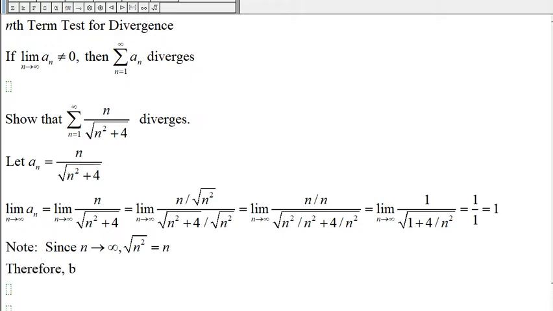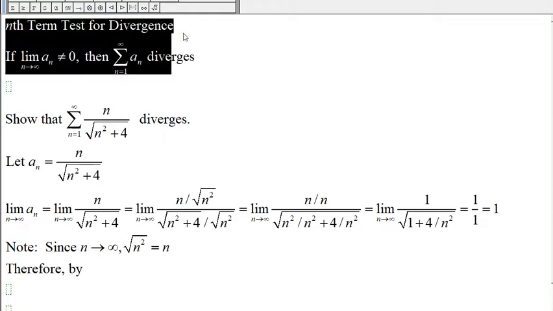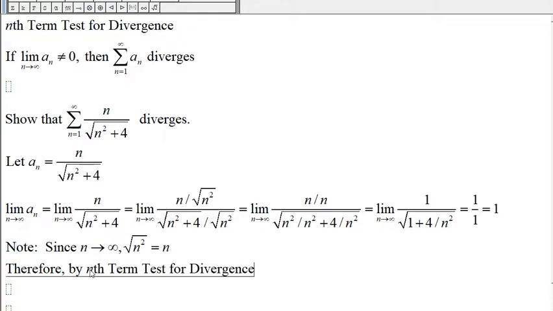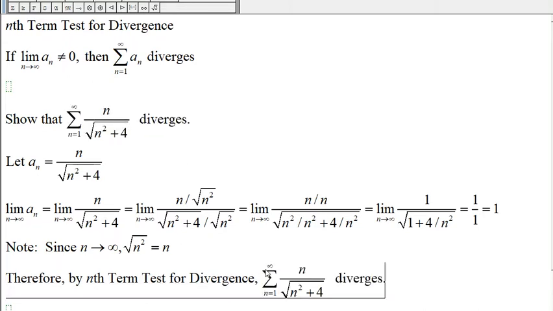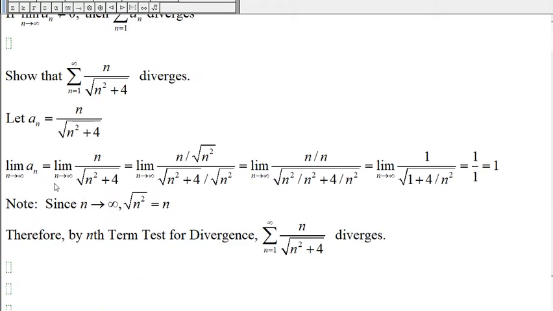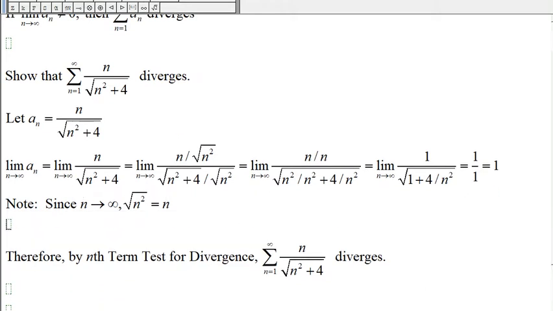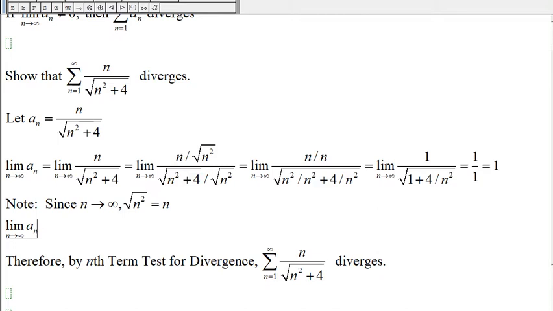And therefore, by the nth term test for convergence, this series diverges because the limit of a sub n is not equal to 0. So right here we have shown that the limit of a sub n is not equal to 0. Therefore we can say that this series, n divided by the square root of n squared plus 4, diverges.